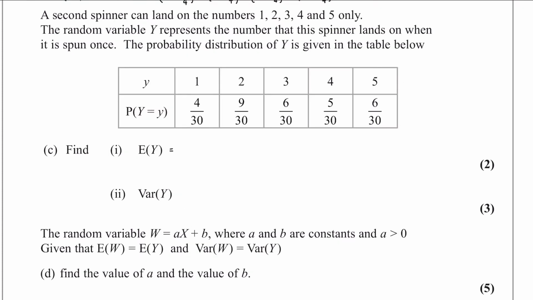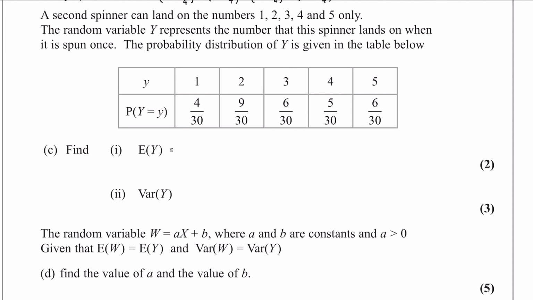Here's the next part. A second spinner can land on the numbers 1, 2, 3, 4, and 5 only. The random variable Y represents the number that this spinner lands on when it is spun once. And here is the probability distribution of Y. So the first one, we have to find the expected value of Y.